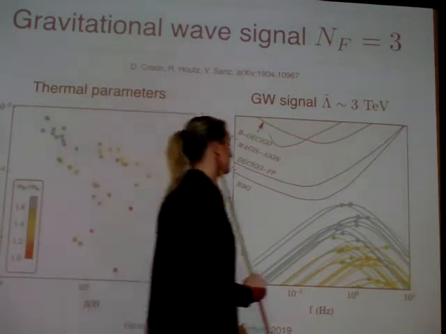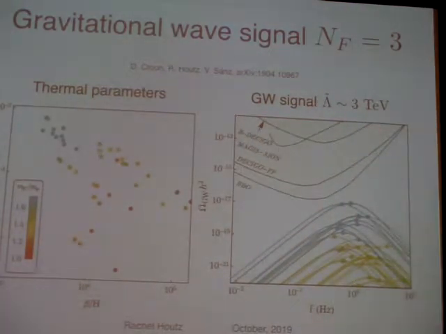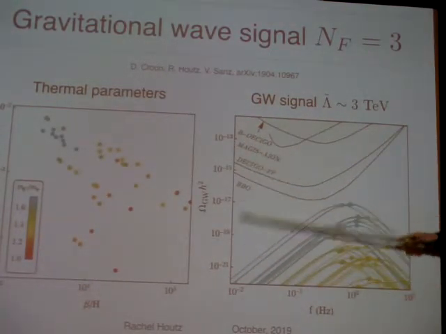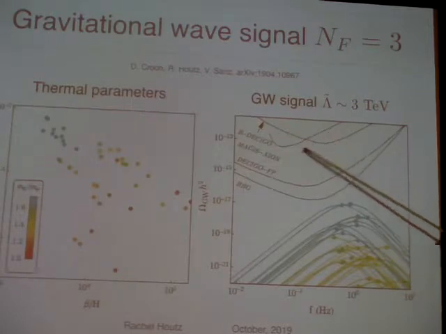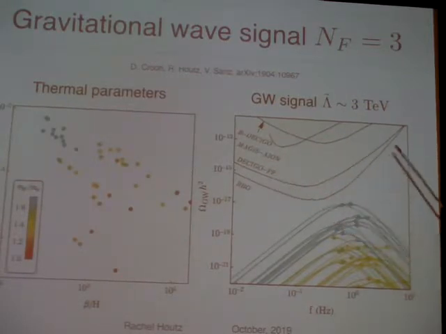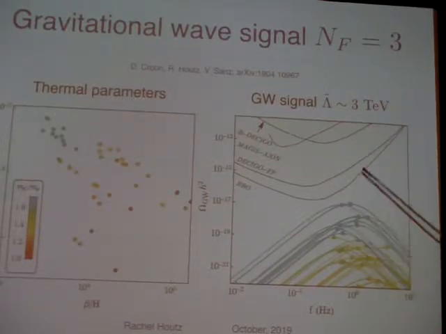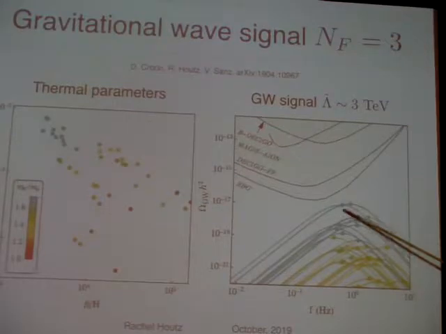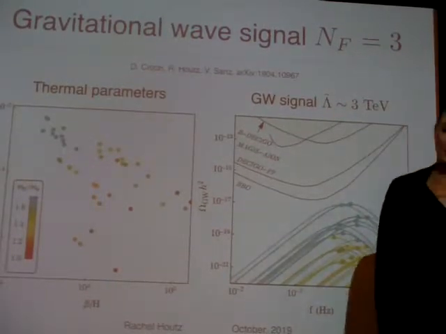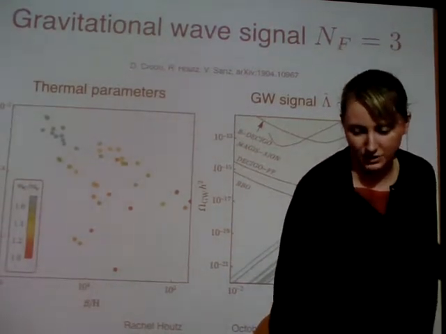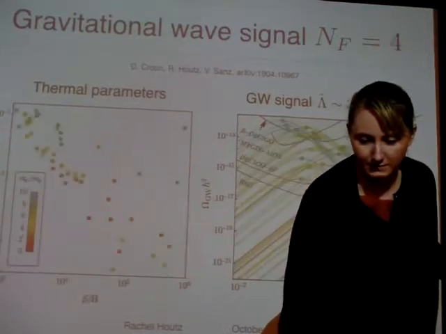And this trend shows up in the gravitational wave signal. So here is the power and the frequency, and here's the reach of these gravitational detectors that I showed you earlier. And for NF equals 3, it's a very bad signal. They can't probe it. But you do see this trend that as the mass of the eta prime increases, you get a better gravitational wave signal. But not observable even by the next generation experiments. So not a very good one.